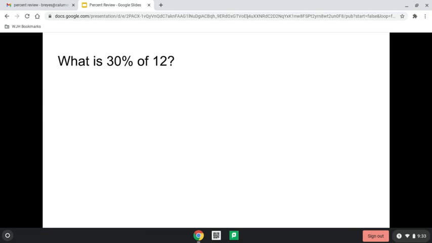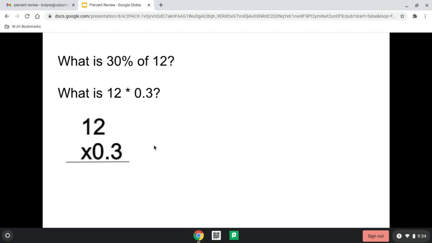Now our next kind of question is, what is 30% of 12, or what is this percent of that number? Now, this actually can be pretty simple once we change it to decimals. So we need to think of what is 0.3 times 12, or 12 times 0.3. And then all you need to know at this point is how to multiply decimals, which is really quite simple.